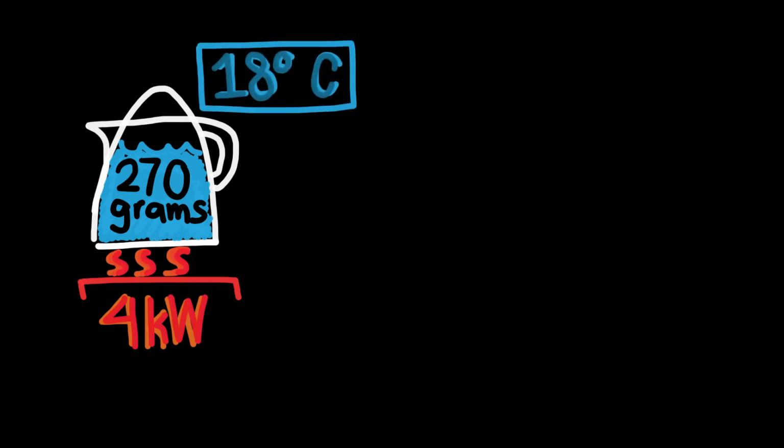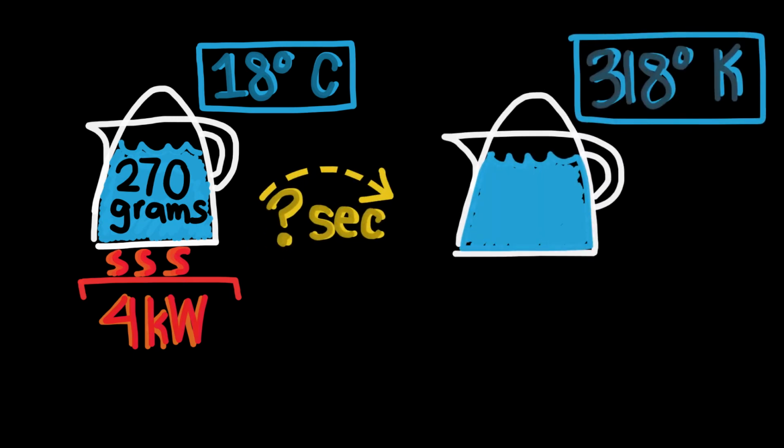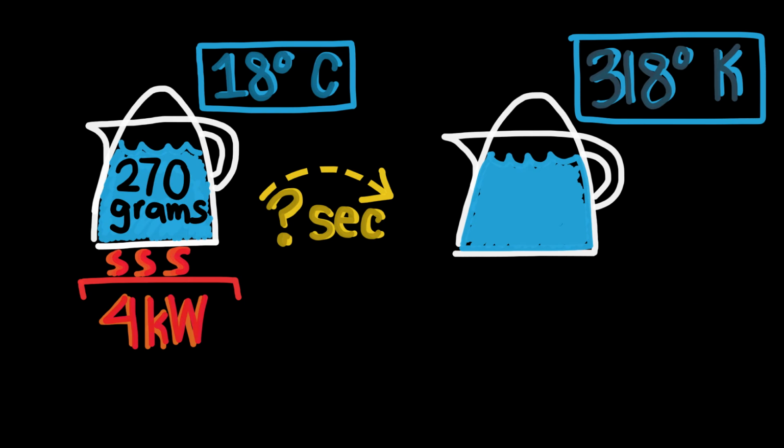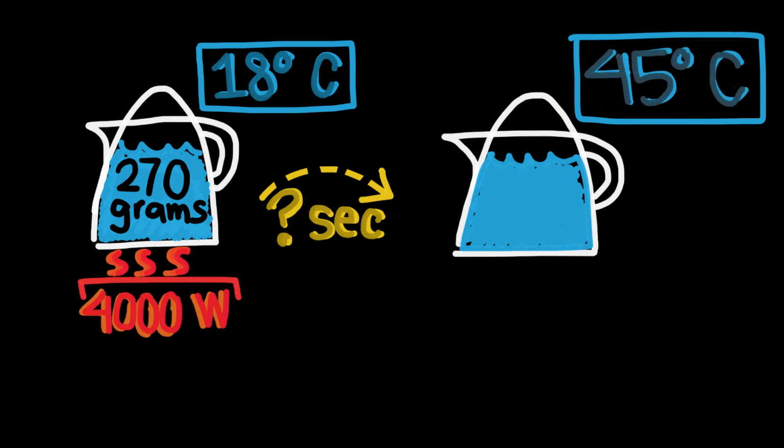Here we have a kettle applying 4 kilowatts of power to heat up 270 grams of water. Right now it's at 18 degrees Celsius, and how long will it take for the water to reach 318 Kelvin? Also, the specific heat capacity of water is 4,200 joules per kilogram per degree Celsius. First and foremost, always check your units. Temperature should be in Celsius, power should be in watts, and grams should be in kilograms.